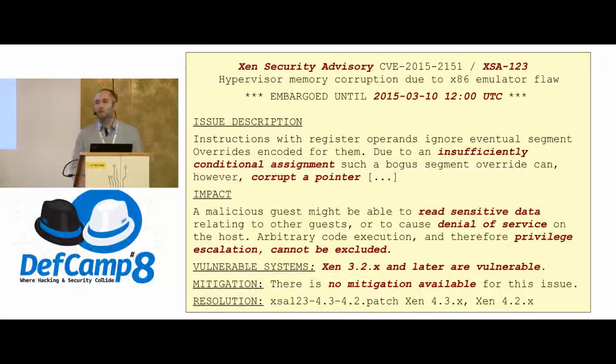Protecting customer data is our number one priority at Amazon Web Services. And here I'm going to discuss one specific technique. I'm going to focus on the Xen virtualization stack primarily. I'm going to discuss how we address security issues at scale while maintaining availability for our customers. And I'm going to use a Xen security advisory as an example.